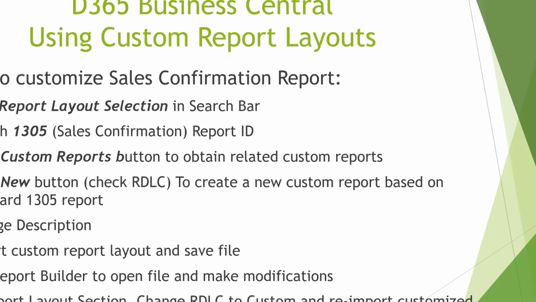We will then click the new button, and in clicking the new button, we'll be able to assign RDLC as the format, the design format that we'll be using for our report. Then we'll change the description. Then we'll export the custom report layout and save the file. Then we use Report Builder to make the modifications to the file. And then we will re-import the customized file and print the customized report.